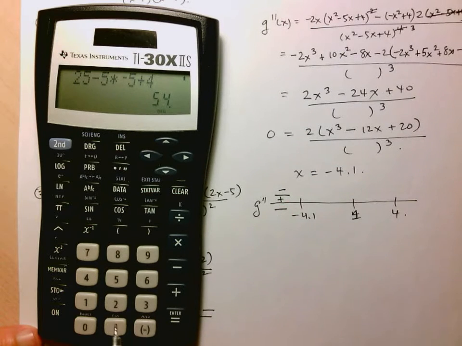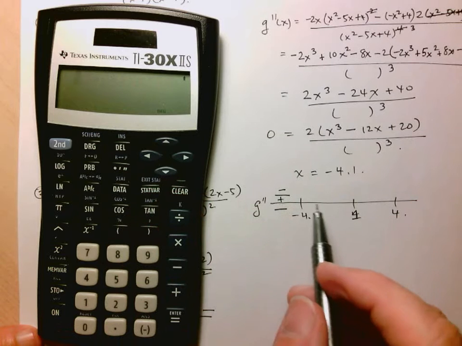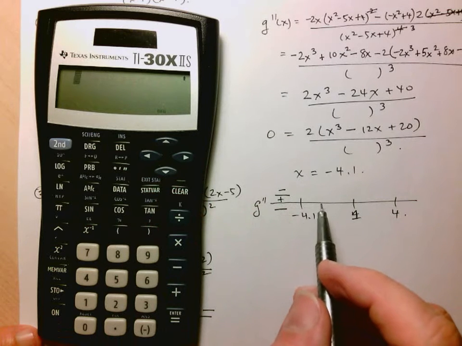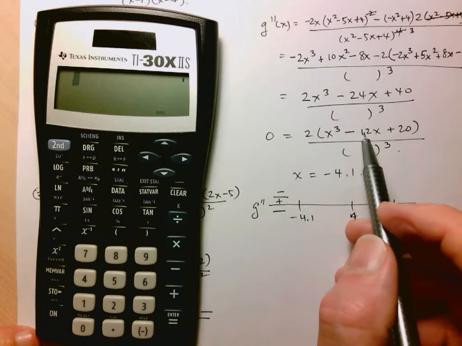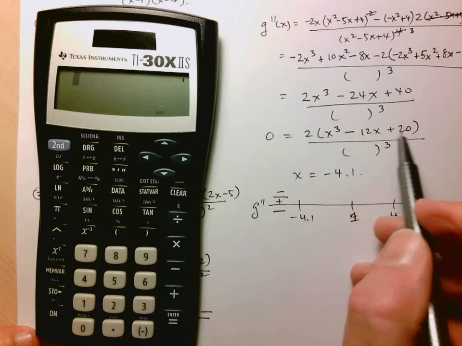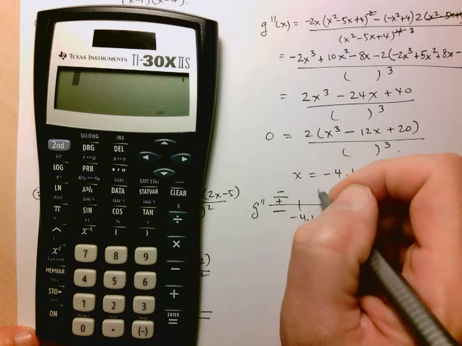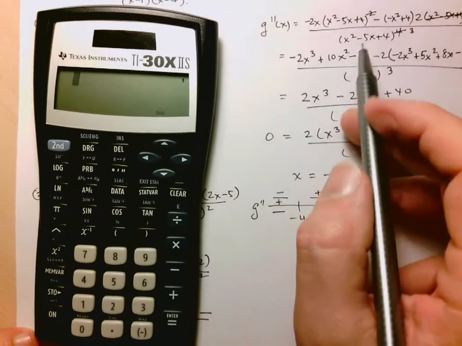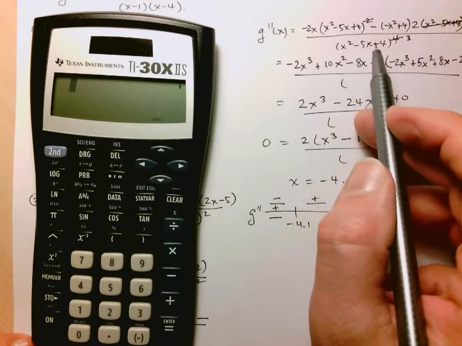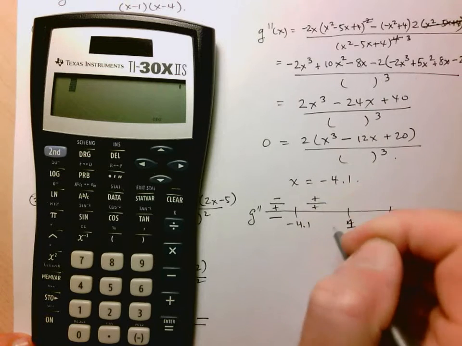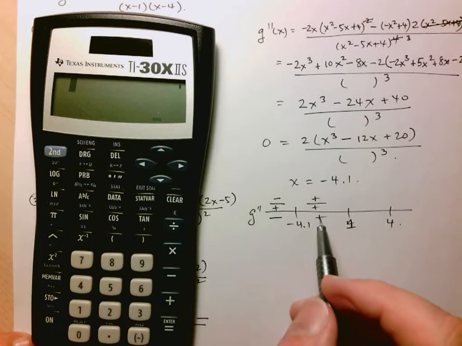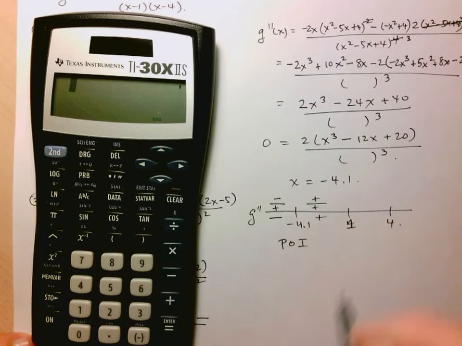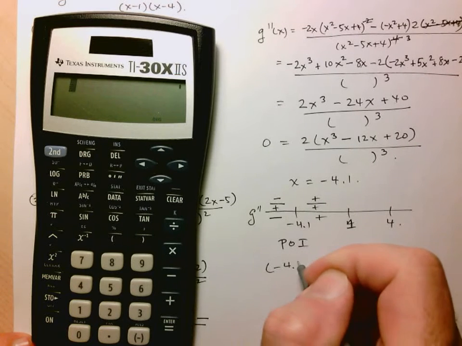Okay, so it's negative to the left, and let's stick in, I guess we can stick in 0 here to make life easier. So 0 minus 12 is negative 12. 0 minus 0 plus 20, so we got 20, we got positive in the numerator, and in the denominator, let's stick in x equals 0, and we'll end up with 4 cubed, so positive over positive is positive. Okay, so we're going from concave down to concave up, so we do have a point of inflection at negative 4.1.